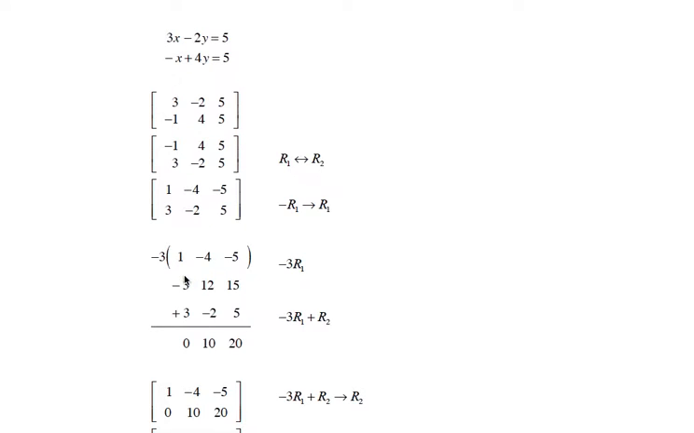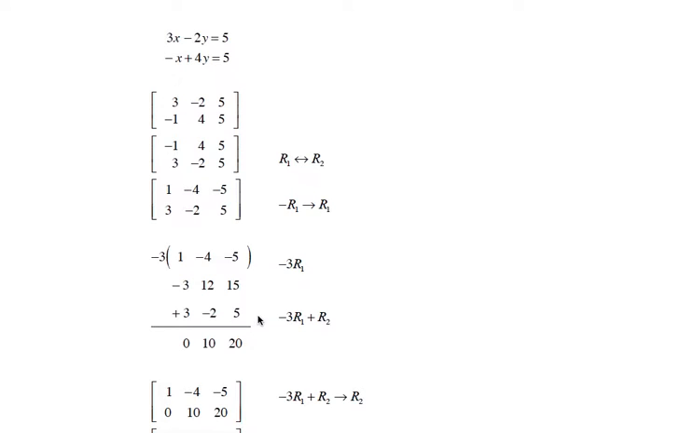So that's negative 3 times 1 is negative 3. Negative 3 times negative 4 is positive 12. Negative 3 times negative 5 is positive 15. So now I add that negative 3 times row 1 to my row 2. That's what I've done here. Negative 3 plus 3 is 0. 12 plus negative 2 is 10. 15 plus 5 is 20.